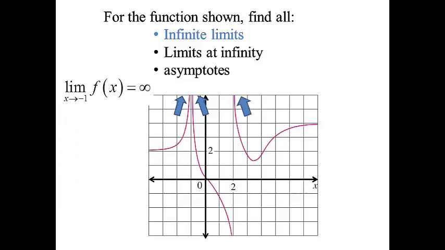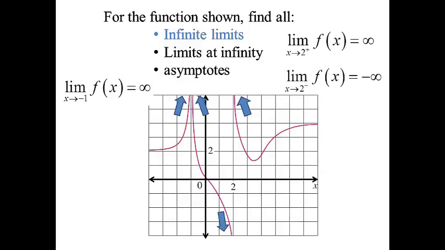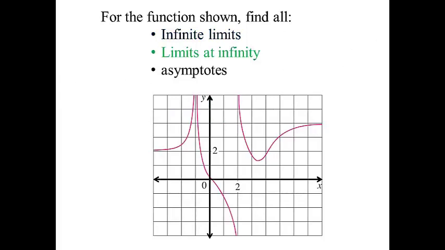Now let's look at what's going on at x equals 2. As we approach from the right hand side, we're approaching infinity. As we approach from the left hand side though, we are approaching negative infinity. And so the right hand limit at 2 is infinity, an infinite limit. The left hand limit at 2 is an infinite limit, it's negative infinity, but the limit as x approaches 2 does not exist because the left hand limit did not equal the right hand limit.